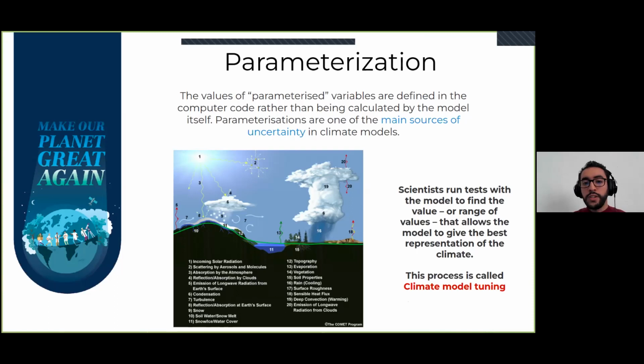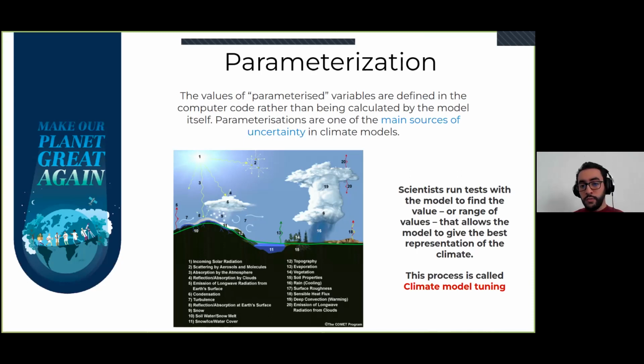But then there is a question here. Parameterizations are one of the main sources of uncertainty, right? Because you are trying to replace a physical process with an equation that has some parameters, and you need to know the values of these parameters, right? You need to select some values for these parameters.